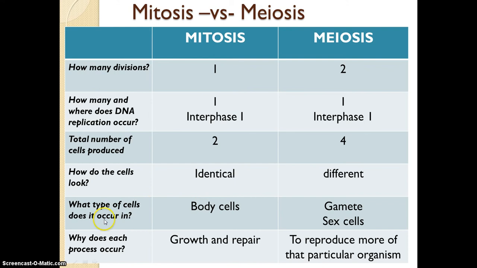What type of cells does this occur in? Mitosis will happen in body cells, and meiosis happens in your gametes or your sex cells. Why does this process occur? Mitosis is for growth and repair of those body cells. But with meiosis, it's to reproduce more of whatever organism is going through that process.